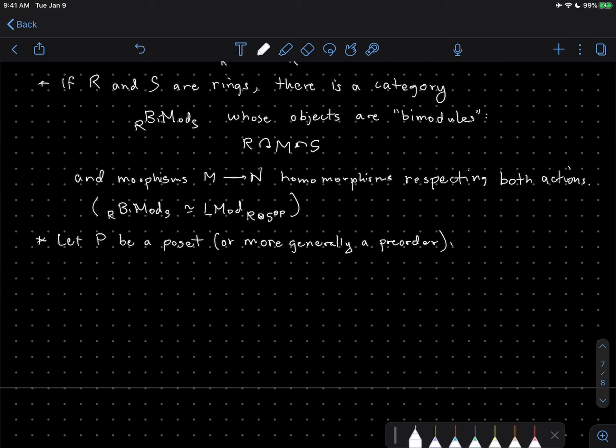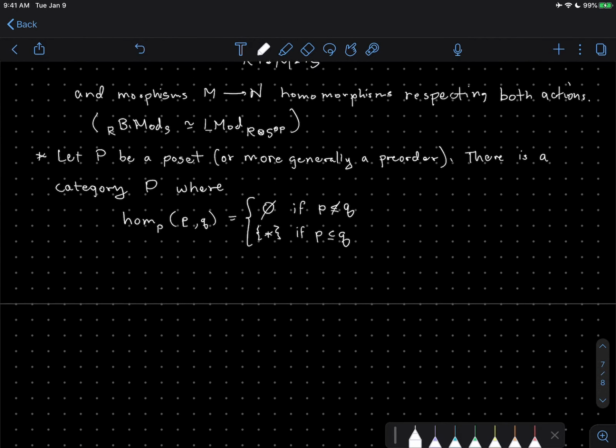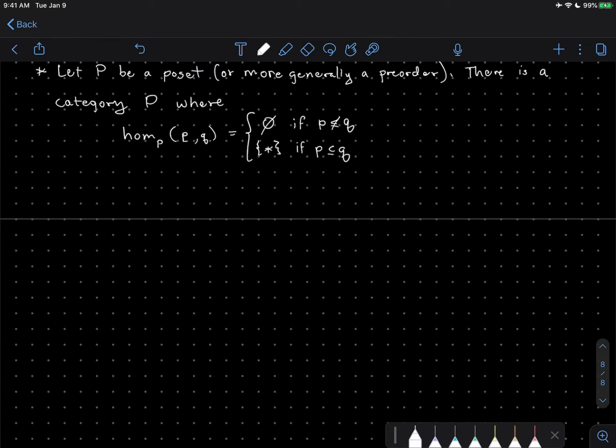Okay, so if P is a poset, there is a category also written P where the morphisms in P from little p to little q is, well, it's empty if p is not less than or equal to q and consists of a single point if p is less than or equal to q. So we view this as a category.